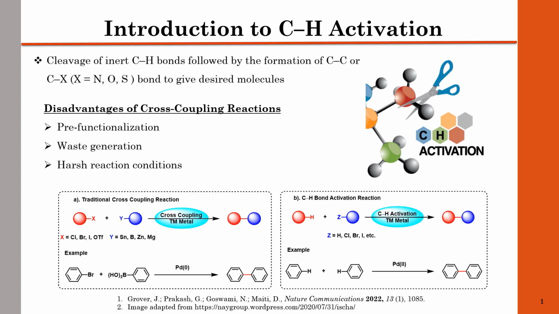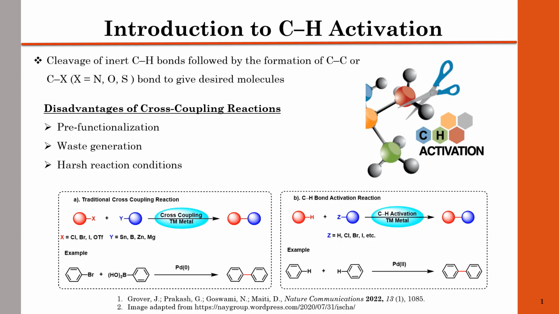Also, during this reaction a stoichiometric amount of waste is generated. And one other problem is the use of harsh conditions like high temperature. That's a big disadvantage in this kind of chemistry. Therefore people are always looking for a new alternative method to cross-coupling reactions to make new CC bonds.